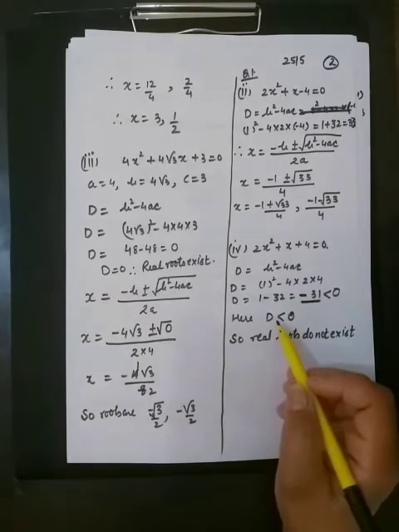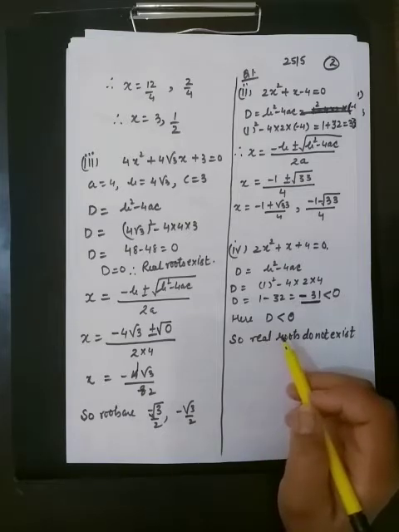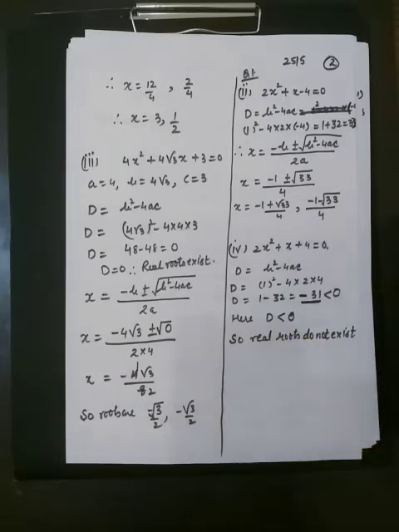And we already studied that if d is less than 0, then real roots will not exist. Real roots will exist only when d is greater than or equal to 0, or discriminant is greater than or equal to 0.